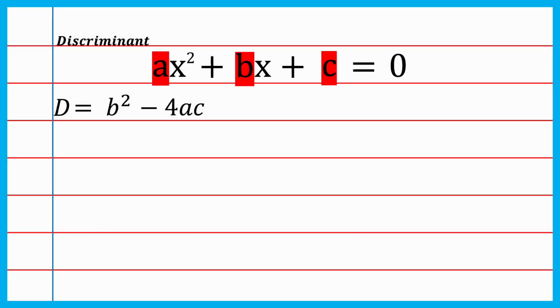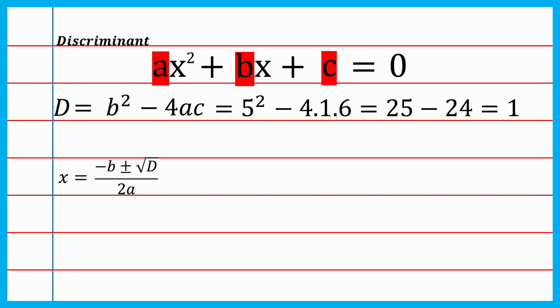B squared is 5 squared, that is 25. 4 times a times c is 4 times 1 times 6, that is 24. So, d equals 25 minus 24 equals 1. The discriminant is positive, and that means the equation has two solutions. Now we can calculate x.